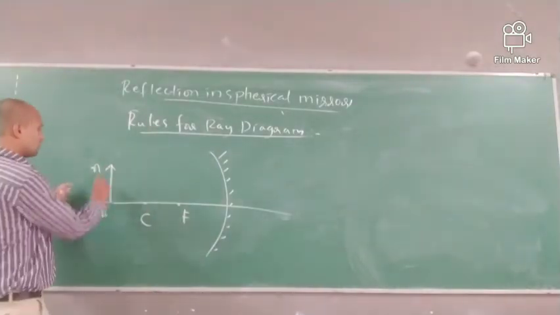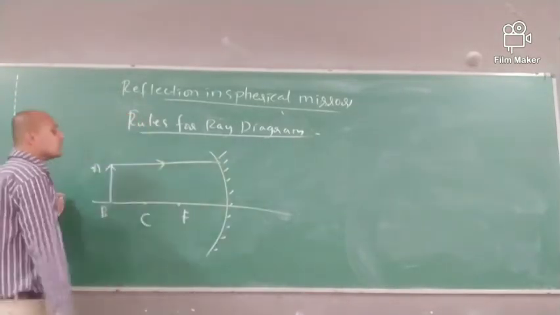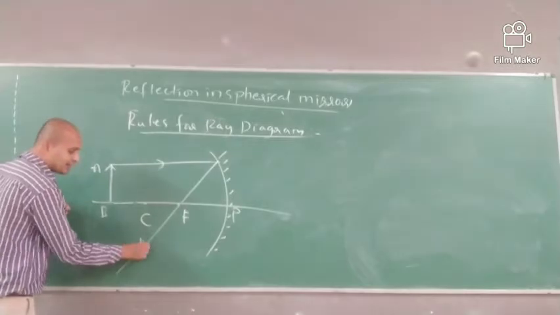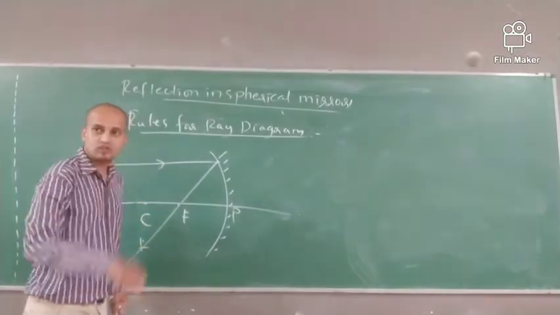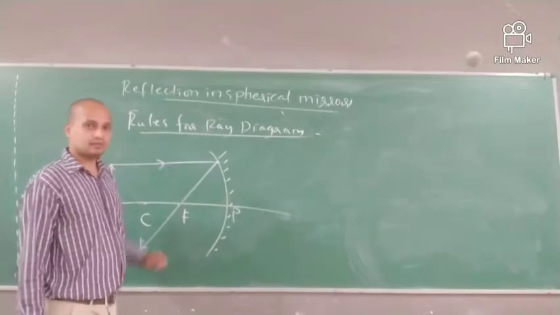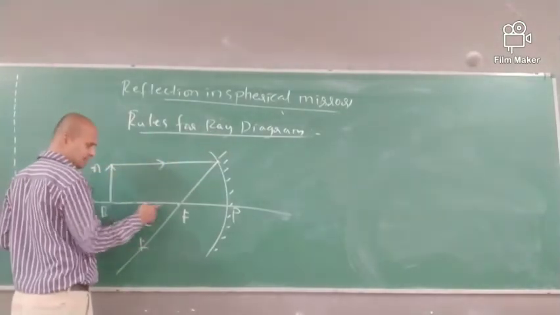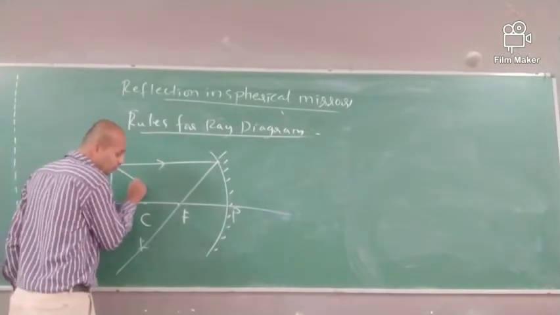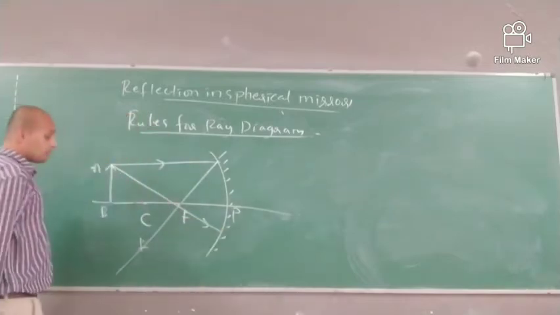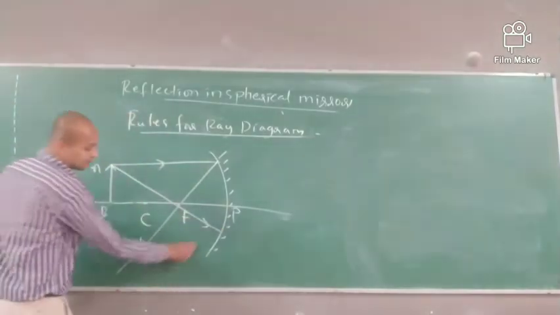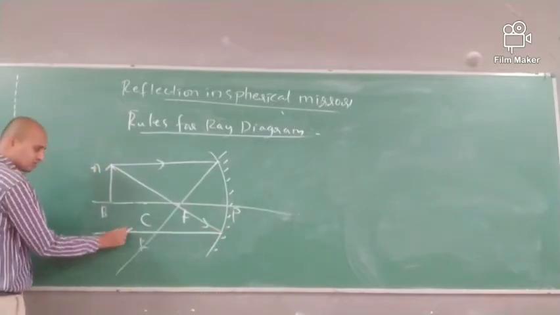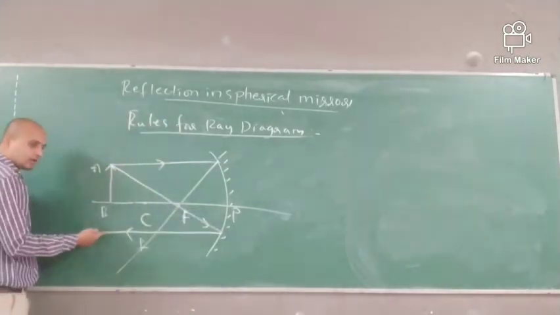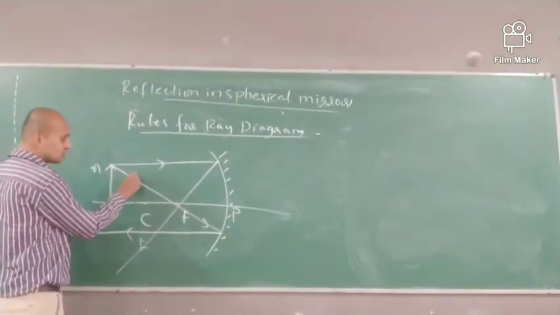What are the rules? First rule: if a light ray travels parallel to the principal axis, that reflected ray has to pass through the focus point. This is the first rule for ray diagrams in spherical mirrors. If a ray is passing through the focus point, it must travel parallel to the principal axis. Are you understanding? Correct now? This is another incident ray.